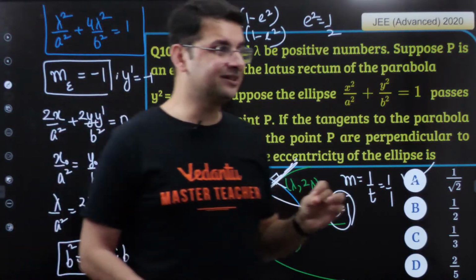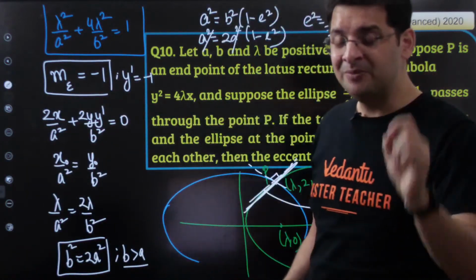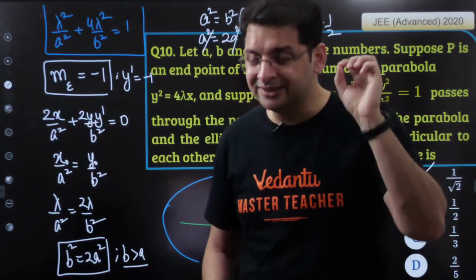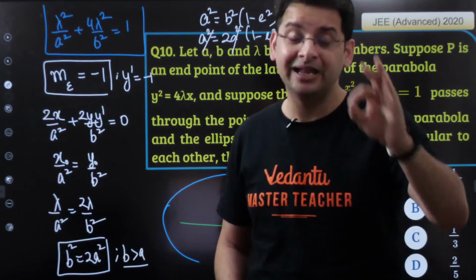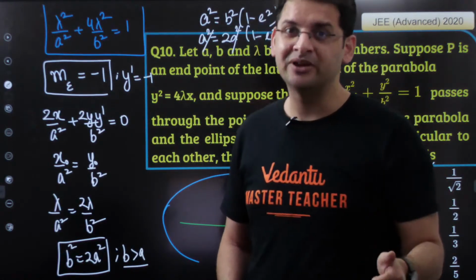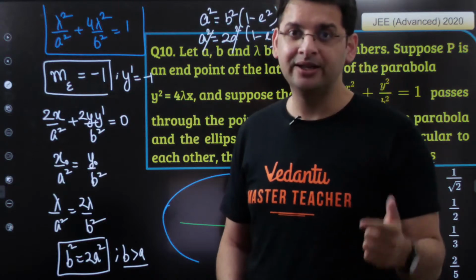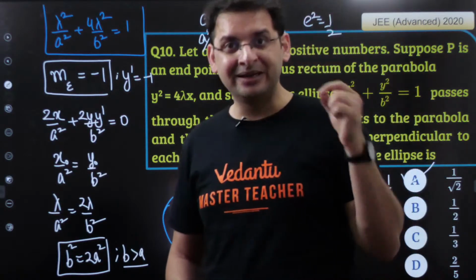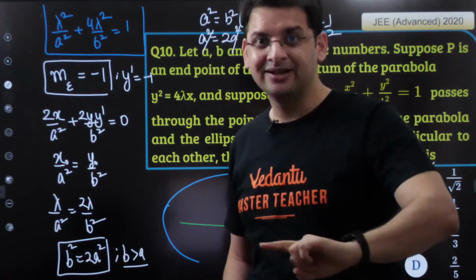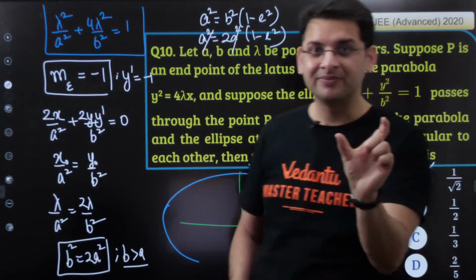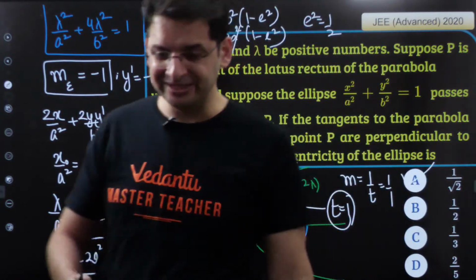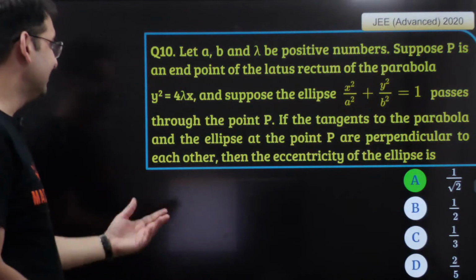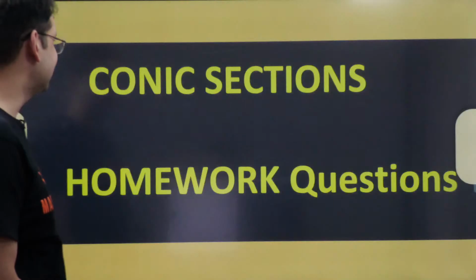The thing about conic sections is, there will be certain kinds of questions which are going to be easy for everyone. You have to do them quickly, identify them accurately, save time, and spend that time on the other questions. That time is what is going to matter. Is it clear? Amazing. So 1 by root 2 is the answer to this. I hope this is clear.